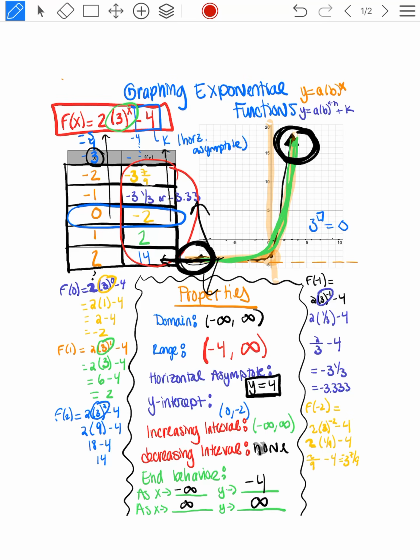So there you go. Hope that helped. An example on how to graph exponential functions.